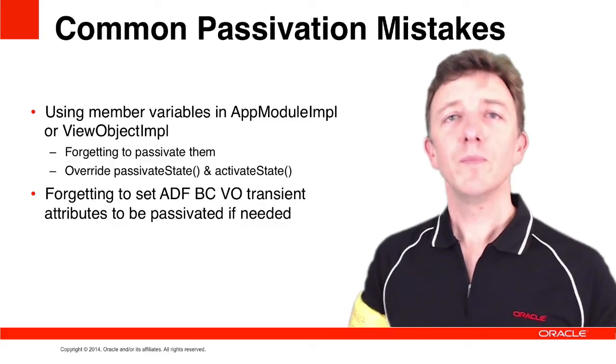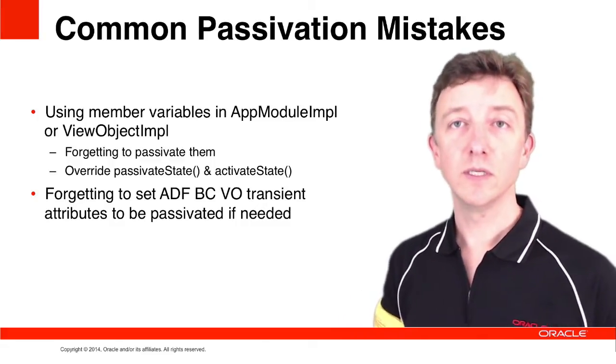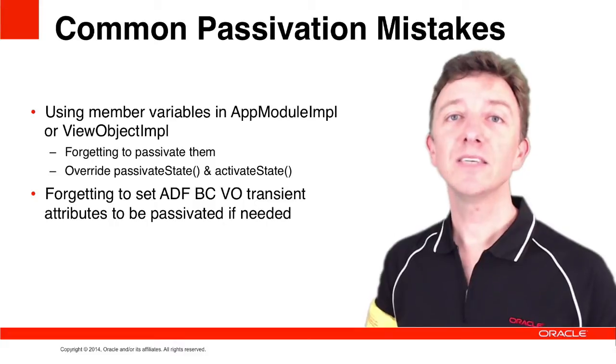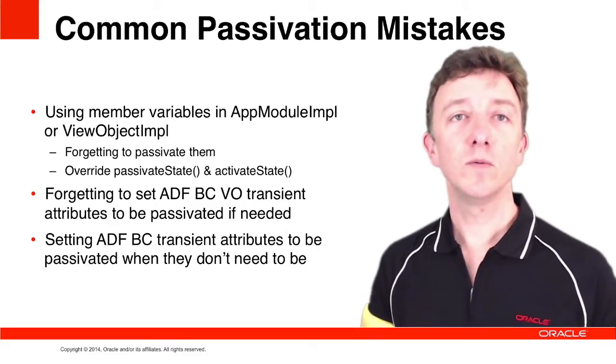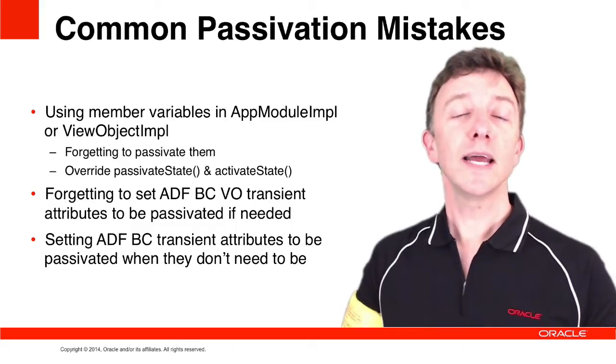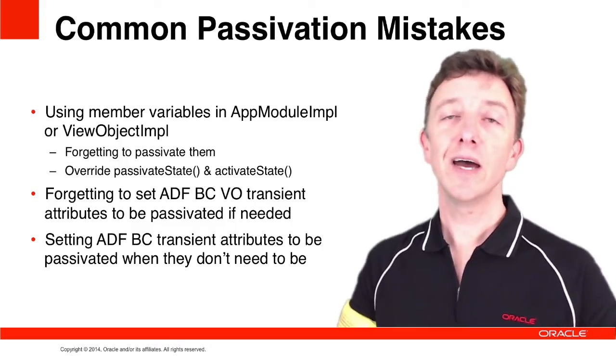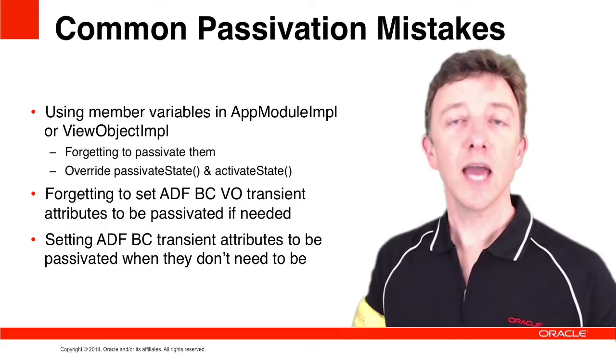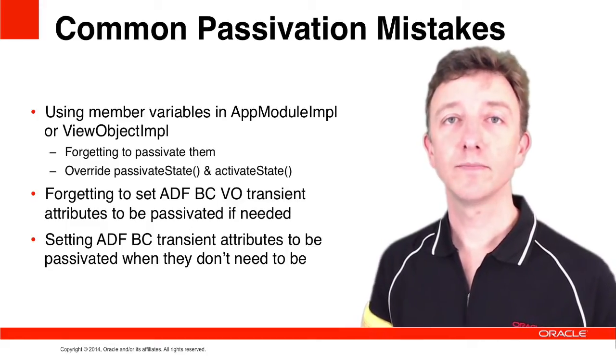It's also worth mentioning the opposite problem to this, where developers choose to passivate every transient view object attribute even when not necessarily needed. This causes extra work for ADF on passivating and activating, and obviously has a performance impact.